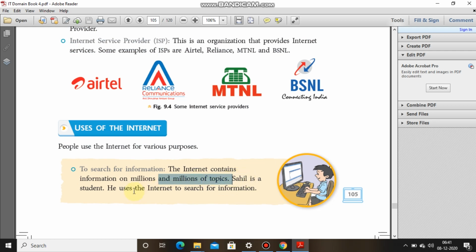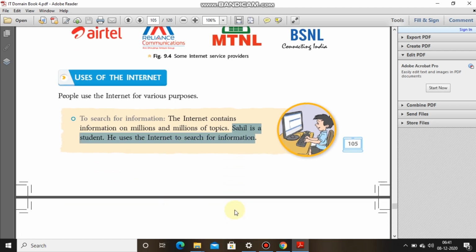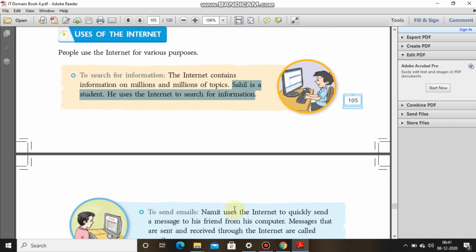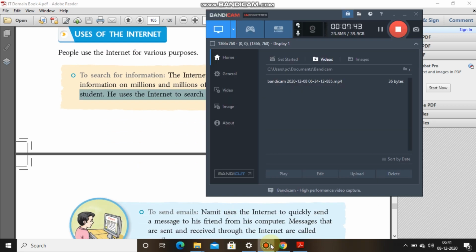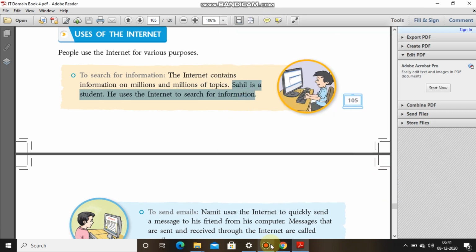So Sahil is a student and he uses the internet to search for information. Sahil uses internet to gain knowledge over the topics which are being studied in school, or which he might find a little bit difficult to understand. Internet provides many ways to present the information in an attractive manner so that a user can access it.